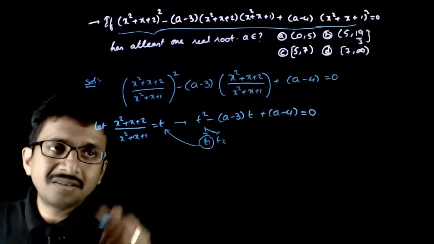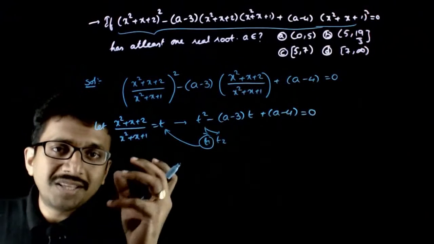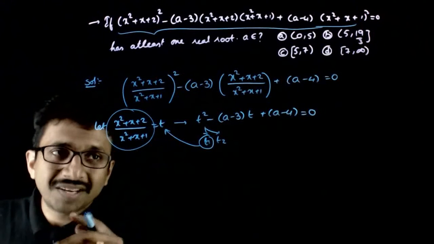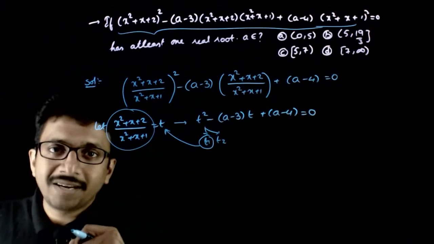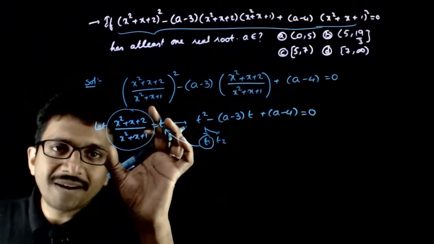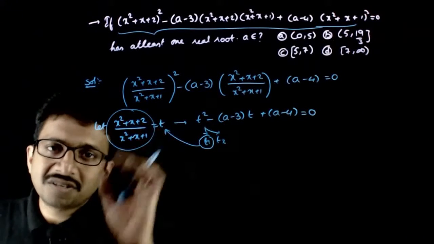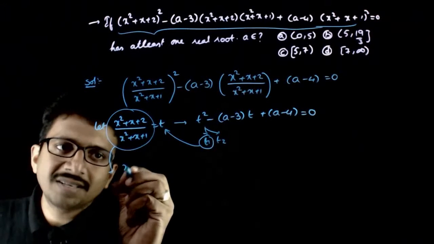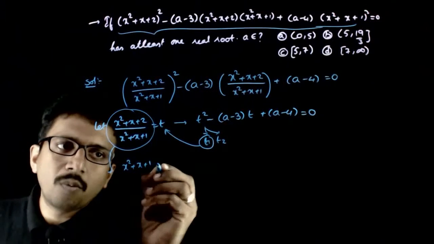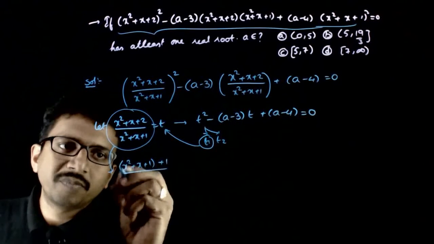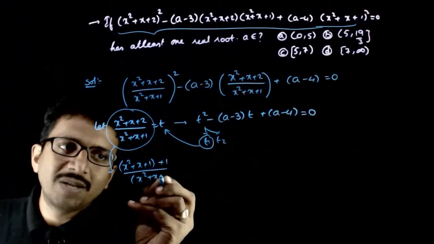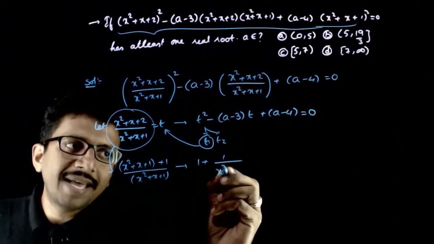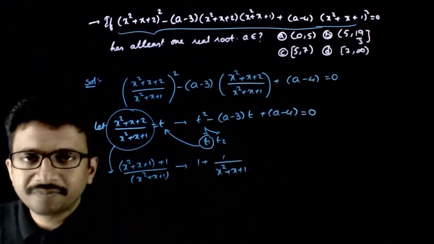That means the theory in this question is that (x² + x + 2)/(x² + x + 1) cannot take every value of real numbers. So first I'll find the range of this. I'll find the range in which this expression lies. It can be written as (x² + x + 1 + 1)/(x² + x + 1). This is nothing but 1 + 1/(x² + x + 1).